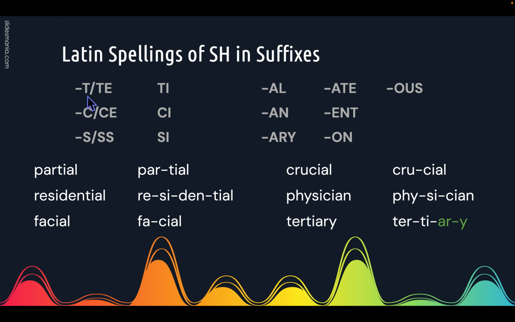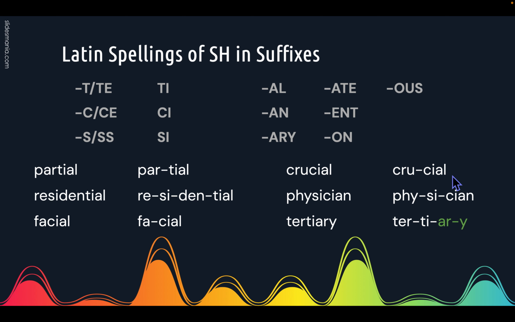It ends in a letter T, so we are going to use the TI to spell the sh sound rather than the SH. So we get residential. Here we have the word facial. The root of it is the word face, which ends in a CE. That means when we change it from face into facial, we are going to use a CI to spell the sh sound rather than an SH. So we end up with facial.